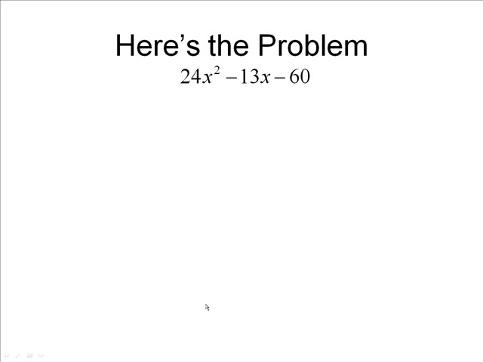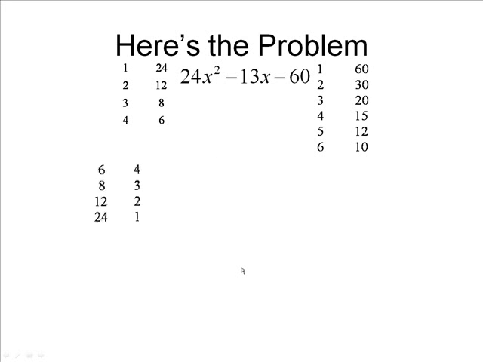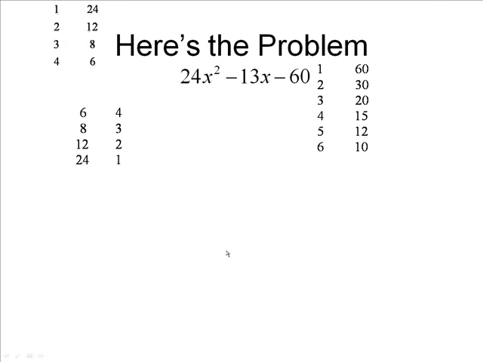And here's the long and tedious. 24x squared minus 13x minus 60. All the factors of A, all the factors of C. Reverse one of them. I reversed the A this time because it was a shorter list. Doesn't really matter though. One way or the other, we're going to have to multiply all the A's times all the C's and find a combination where they subtract to give us a 13 result.